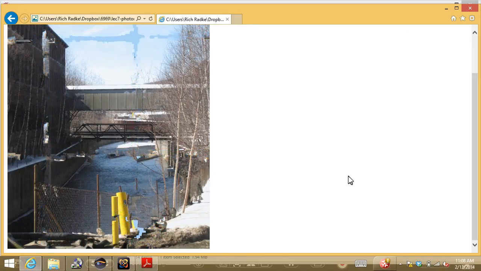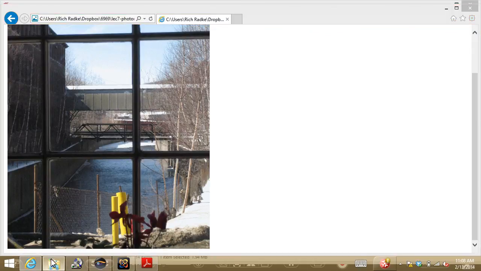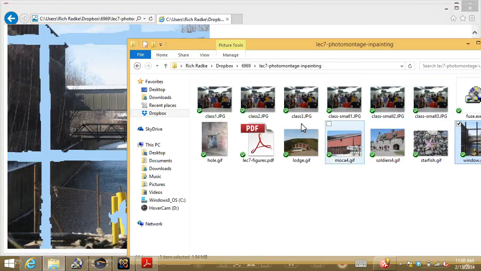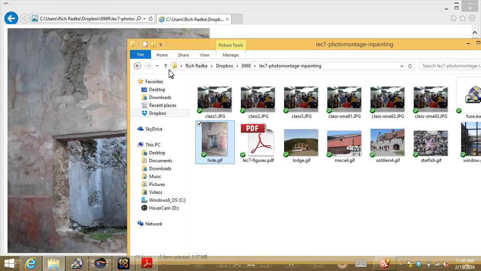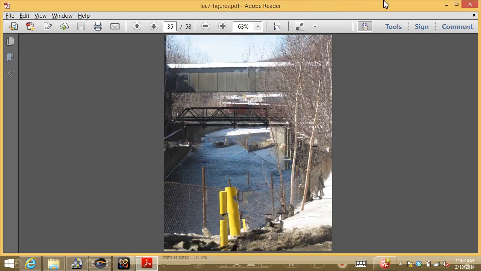So let's look at another example. This is an example that I think actually worked pretty well, of a hole in a wall. Whoops, what did I do here?